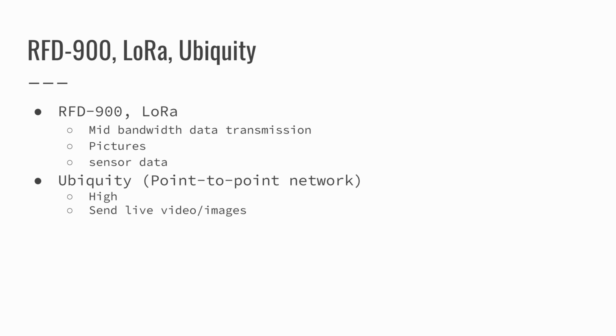And it's important for the RFD 900 and LoRa, but it's especially important for the Ubiquiti modems because it's a point-to-point network, so we're making a LAN that basically both the balloon and the ground station are on. This is pretty high bandwidth. We can send live video, images, everything else you could tack on there, temperature data, location, stuff like that.